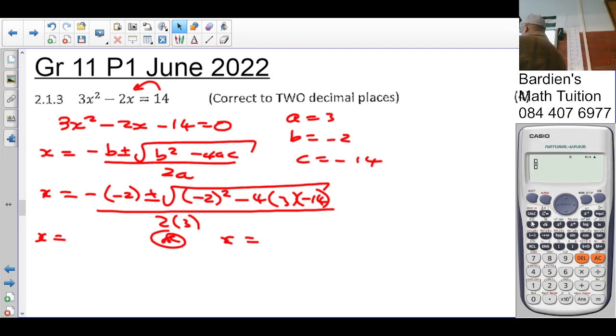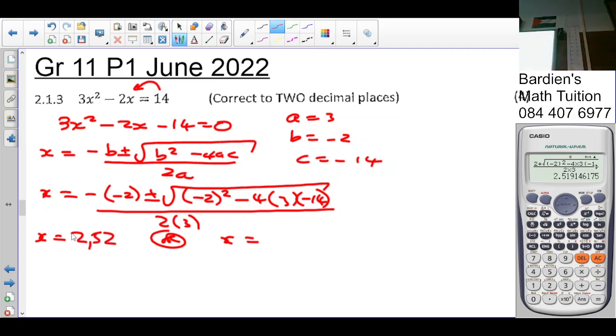So you got negative negative 2, so it's 2 plus the square root of negative 2 squared minus 4 times 3 times negative 14, over 2 times 3. Whoops. Didn't put it in brackets over times. I should have. So it's 1 plus the square root of 43 or minus the square root of 43, over 3, which is 2,52.